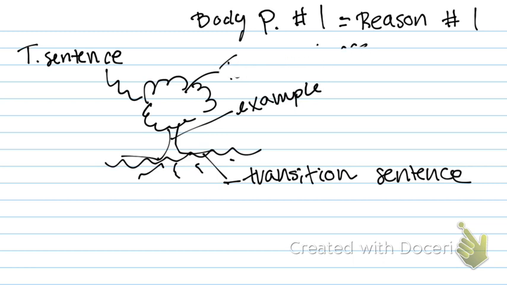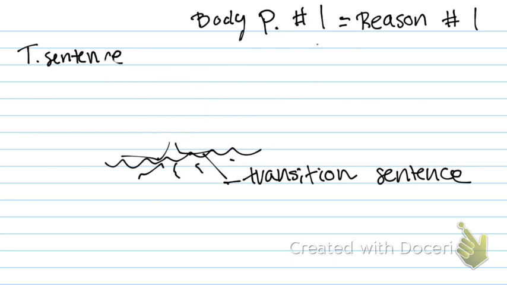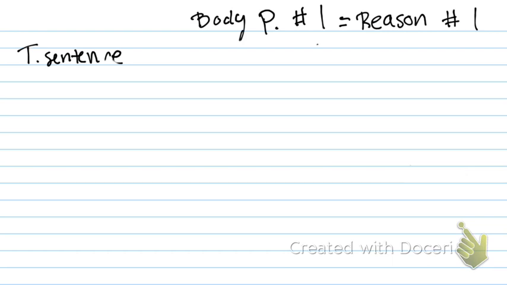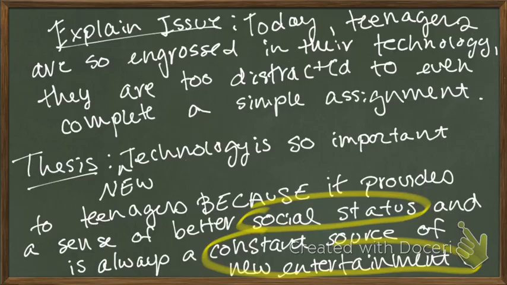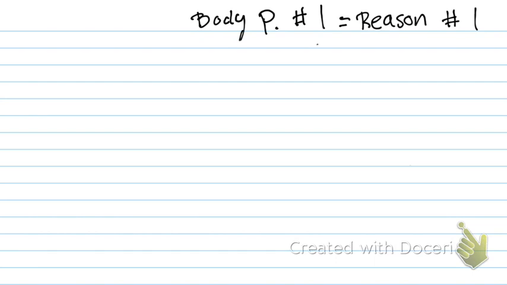I'm going to erase that tree, and let's focus on our topic sentence. So, let's review real quick. We know our first reason was social status. So, we need to explain what we mean by how technology provides a sense of social status. I'm just going to write that up here just so we remember, kind of have an idea.